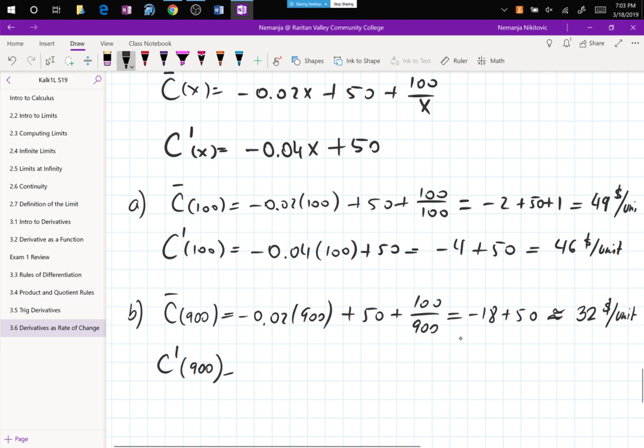C prime, 900, negative 0.04 times 900 plus 50. This is negative 36 plus 50 equals to $14 per unit. Oh. Nice. The 900th unit, right? So you're looking at these things are going on, right? So there's 898, 899, 900. This one, right? You pick that one off and that one cost you $14 to make. So now you see very healthy drop in cost as you're producing more and more of these.